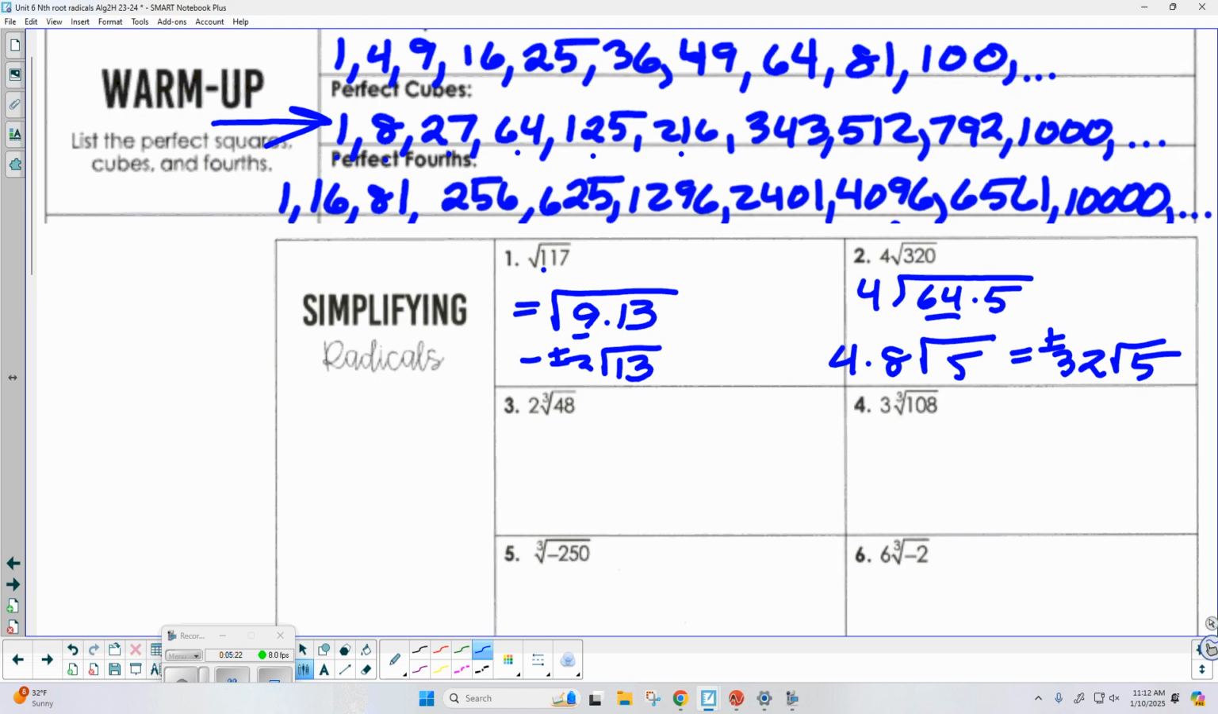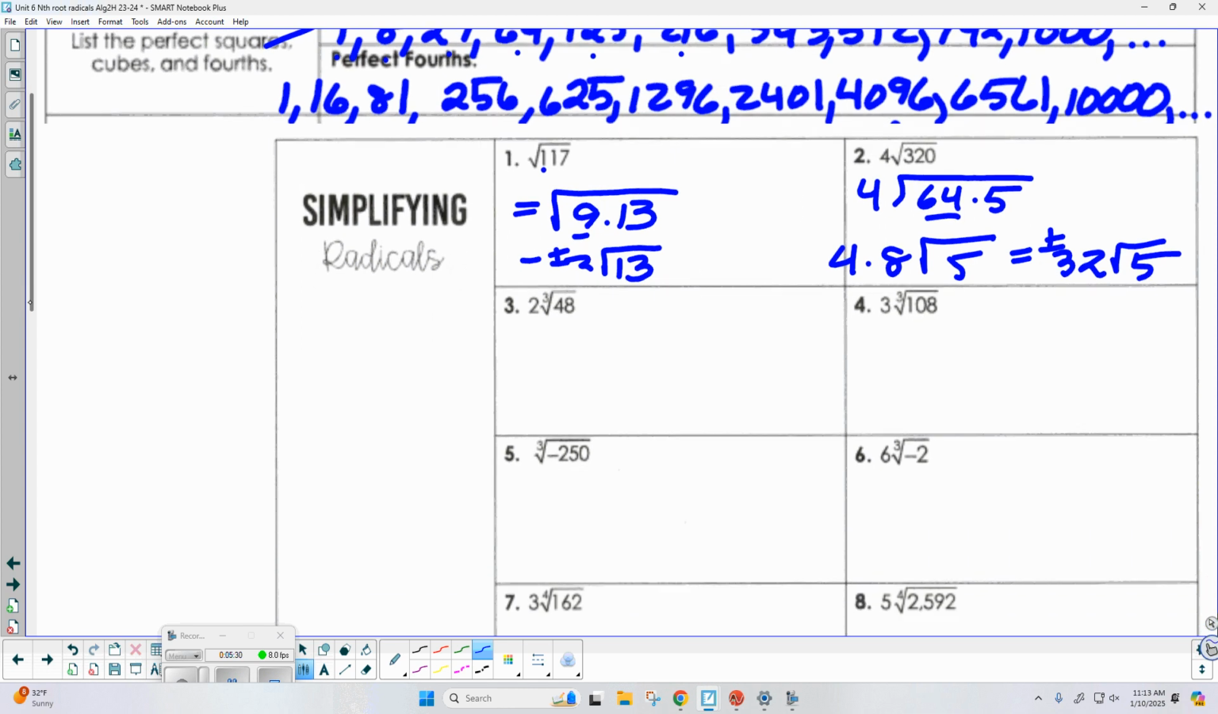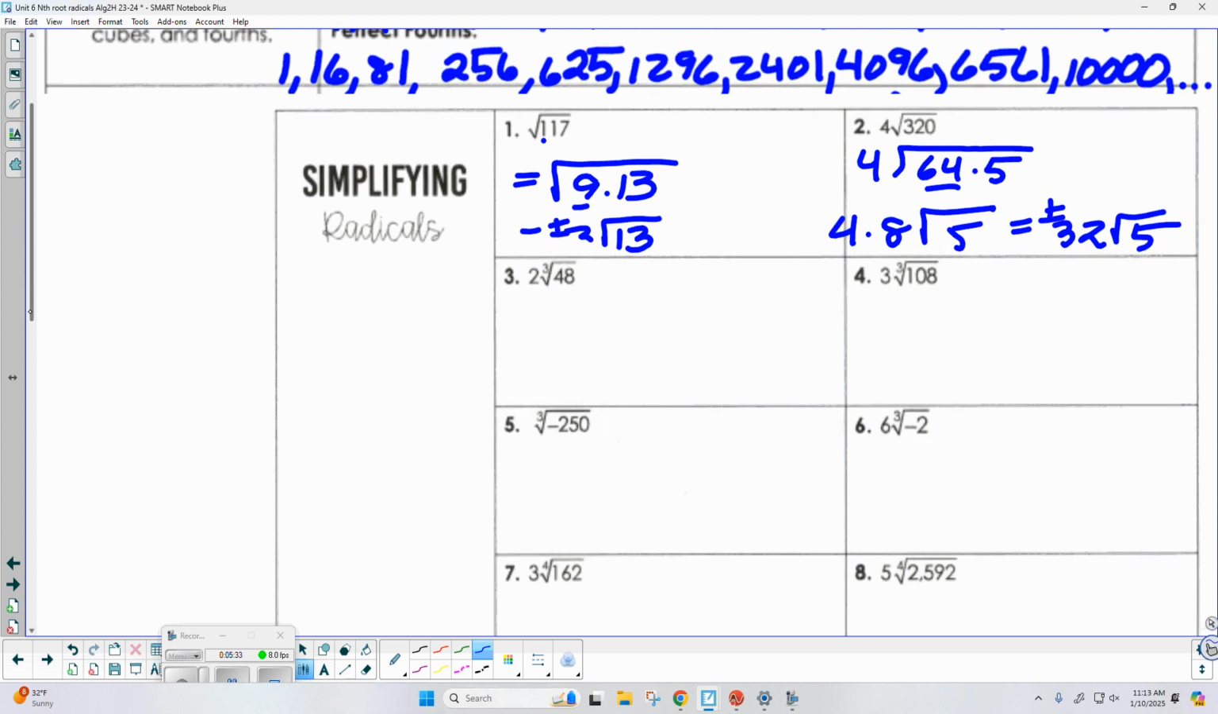Okay. It is 27. 27 times what? 4, yes. Once you identify that perfect root, everything else is going to fall into place. So I've got 3, so I'm going to rewrite this as, instead of the cube root of 108, I'm going to say 27 times 4.